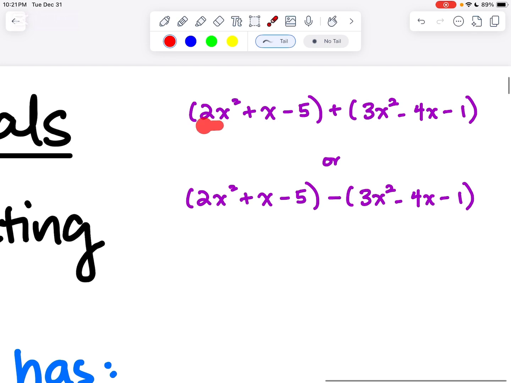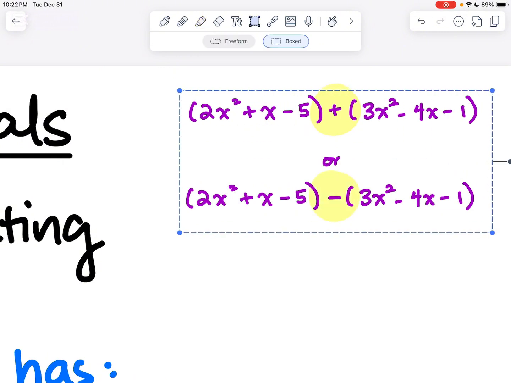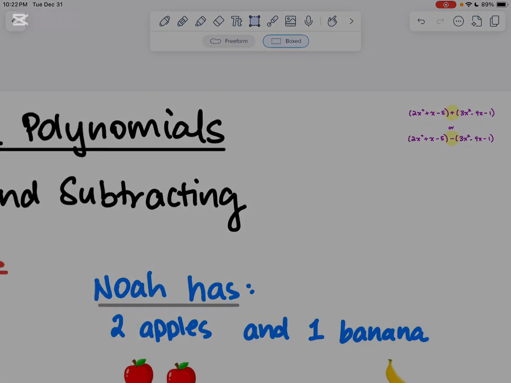So you might see questions like this where I have a string of terms or a polynomial and I'm adding it to another, or I can have the exact same question down below, but I'm subtracting it. So these are the questions that we are going to be able to do by the end of the video.